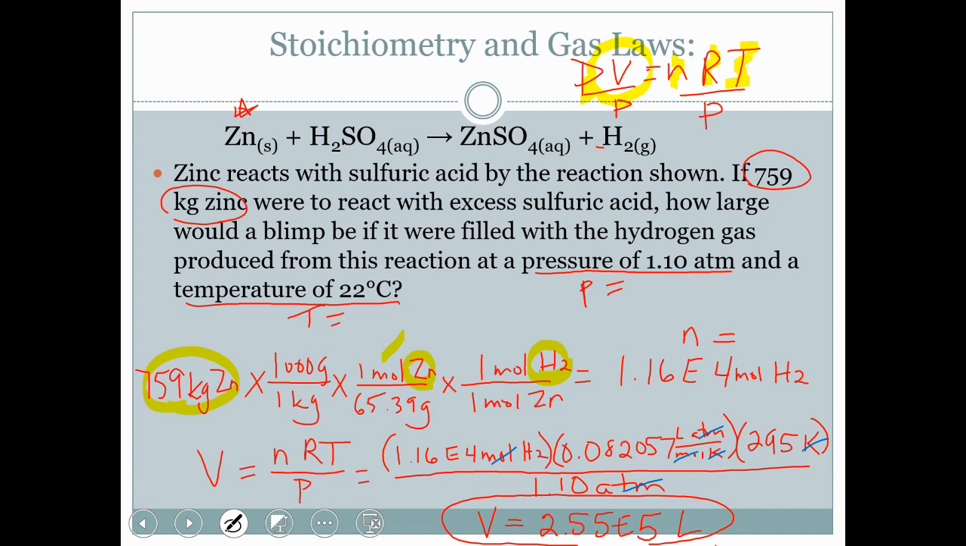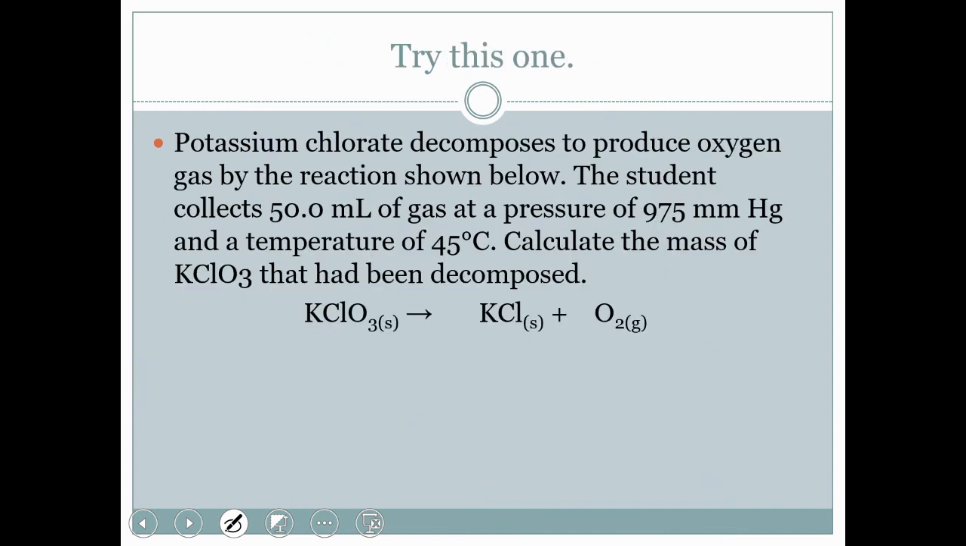They sometimes in WebAssign mix up which variable you're looking for. So the other way that you sometimes can combine gas law problems with stoichiometry is that you maybe will have to do the gas law problem first and then the stoichiometry.